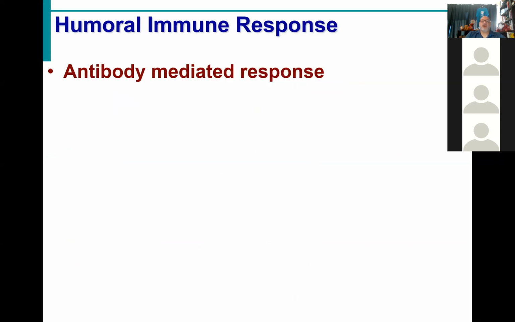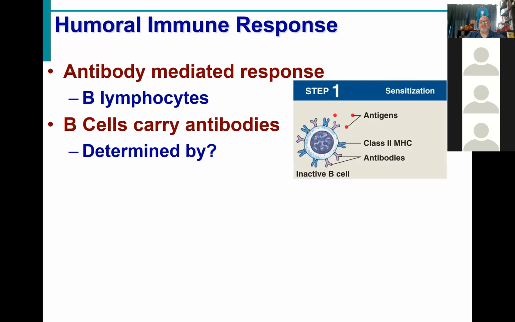All right, so let's talk about our antibody-mediated or humoral immunity. Again, it uses the B lymphocytes, and our B cells carry antibodies on their surface. Notice here we have a B cell, and it basically has two things on it. It has a major histocompatibility complex on it.